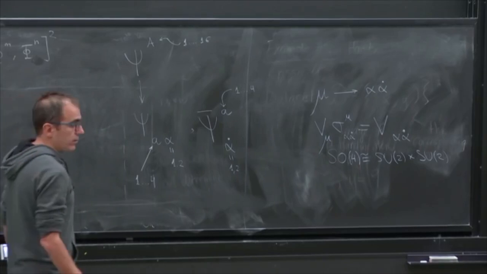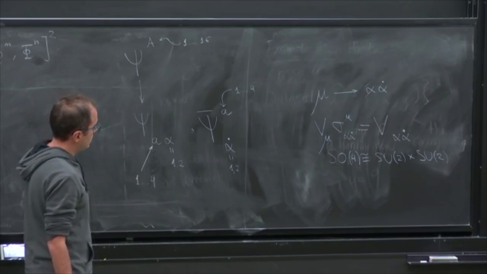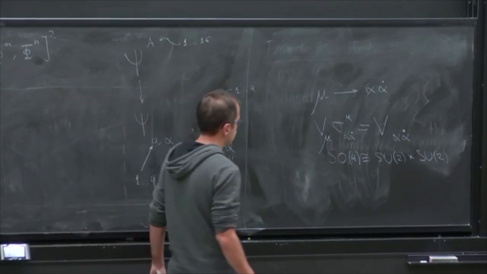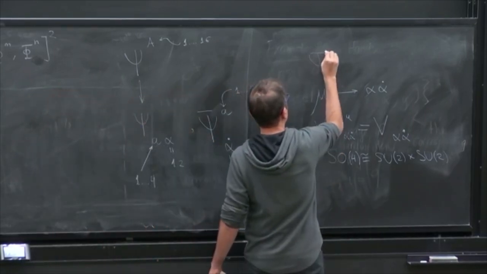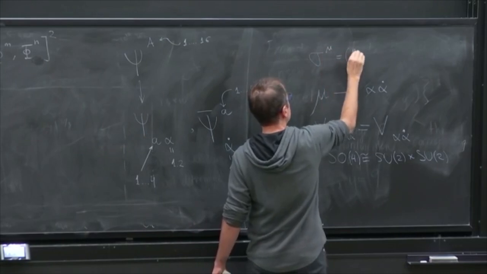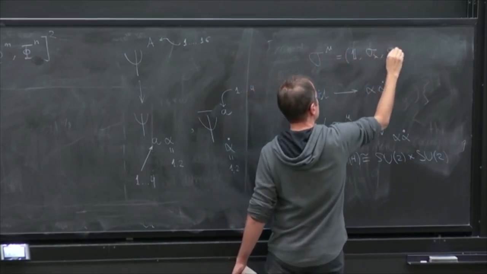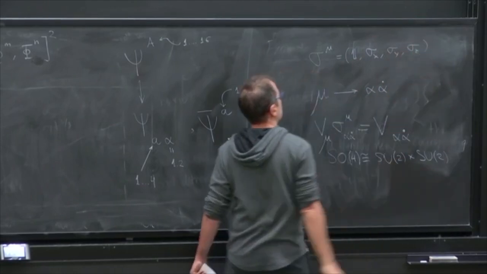I got confused by it. I think sigma mu should be on this side or something. How many indices can it have? Oh, sigma mu. The first one is the identity. The other is sigma x. The other is sigma y. The other is sigma z. Got it.